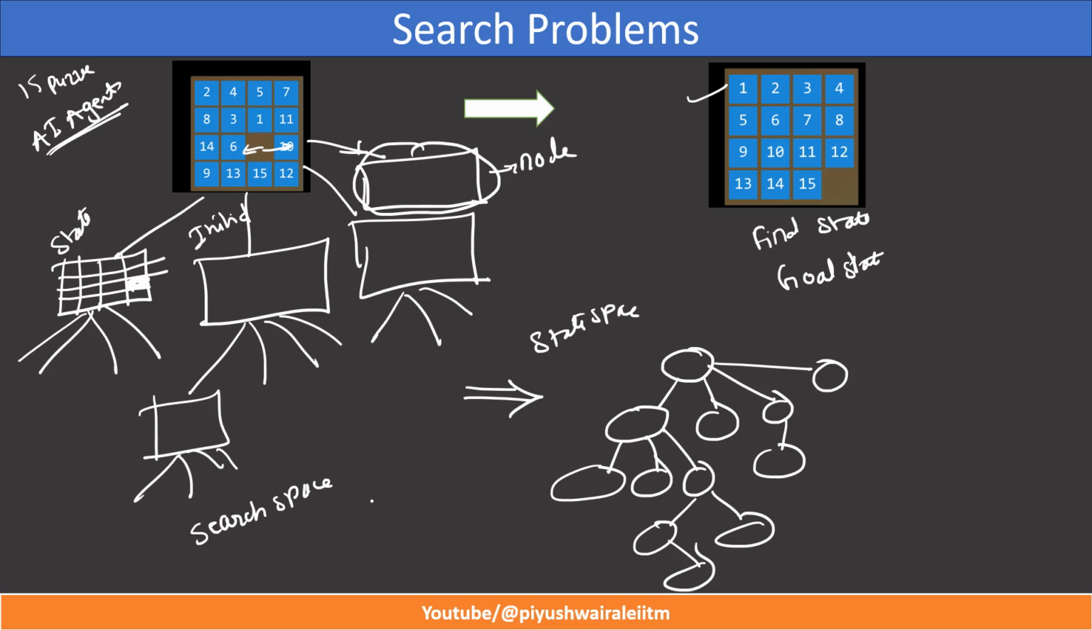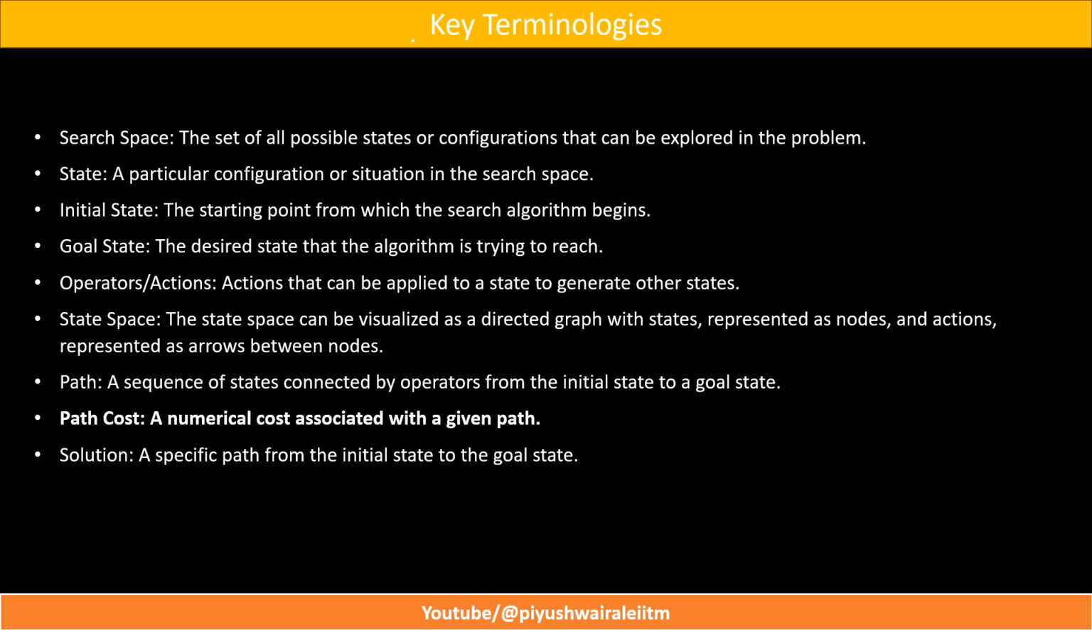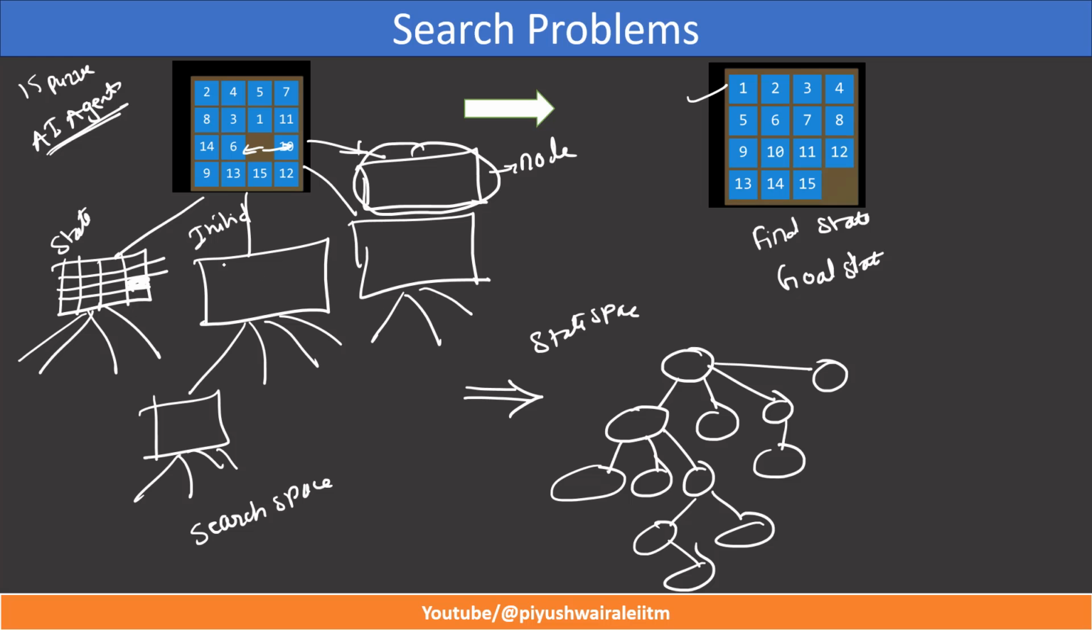You can watch it. Now, these are important key terminologies. We have discussed this in detail in the previous lecture, so let us go through it. What is search space? The set of all possible states or configurations that can be explored in the problem. That's what we have seen in the previous slides. Now, what is a state? A particular configuration or situation in the search space. If we consider this example, each configuration is basically a state.